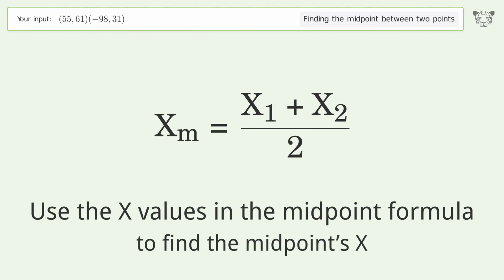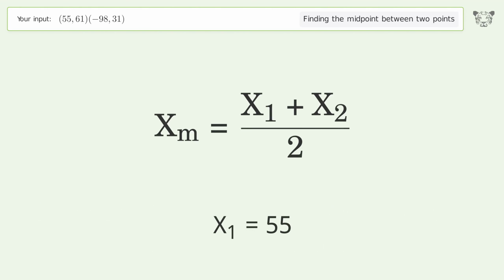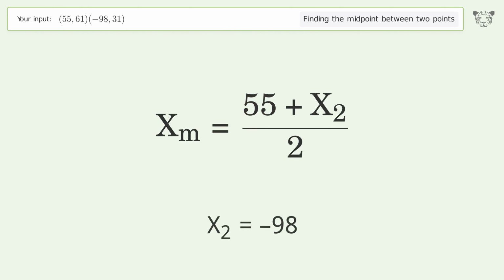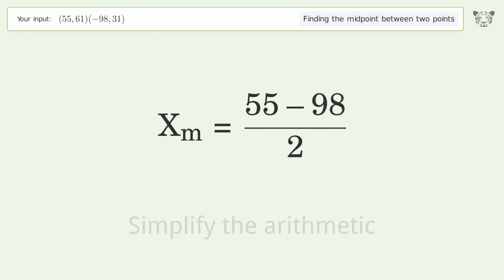Use the x values in the midpoint formula to find the midpoints x. x1 equals 55. x2 equals negative 98. Simplify the arithmetic.